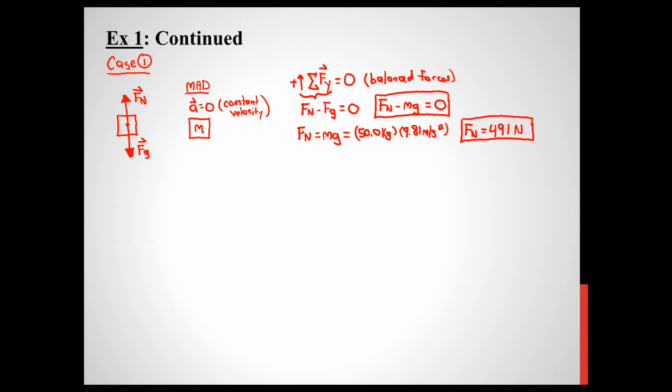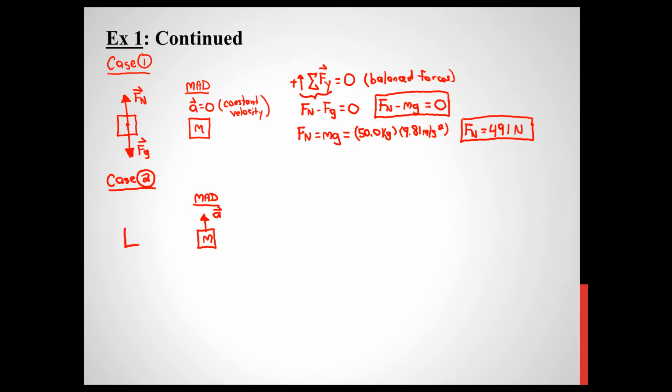We are accelerating upward. This is part B, case 2. I'm going to draw the mass acceleration diagram first because it's going to help me to construct the free body diagram correctly. In this case, again, a box representing the person, we're accelerating upward now. So you draw an acceleration vector that points straight up.